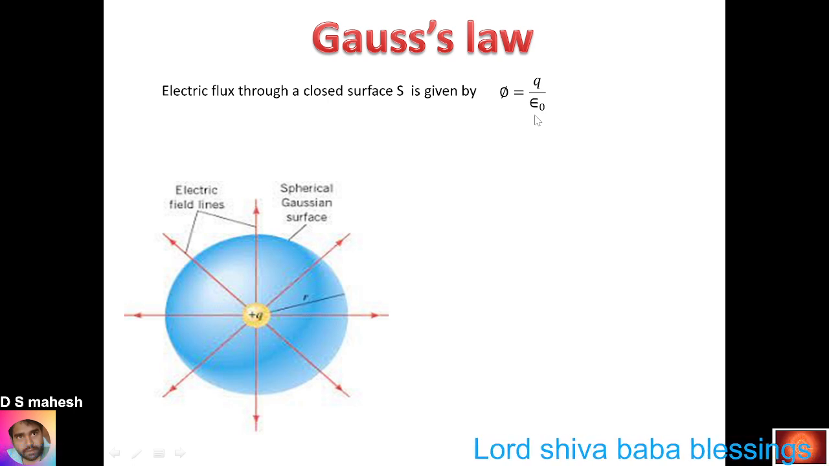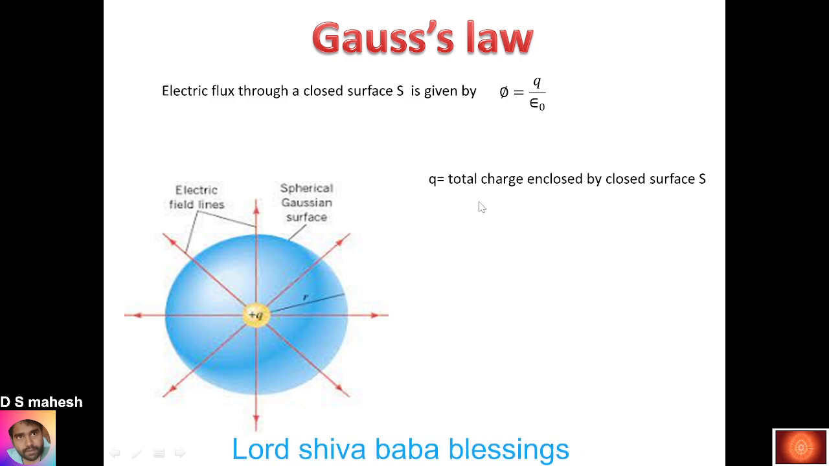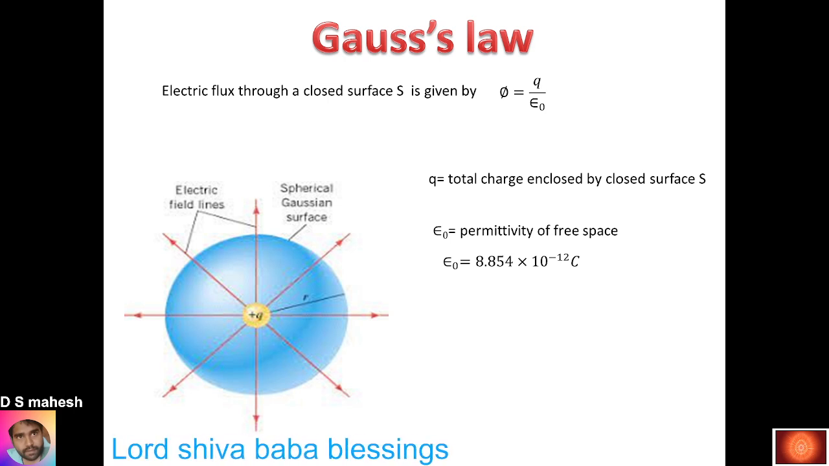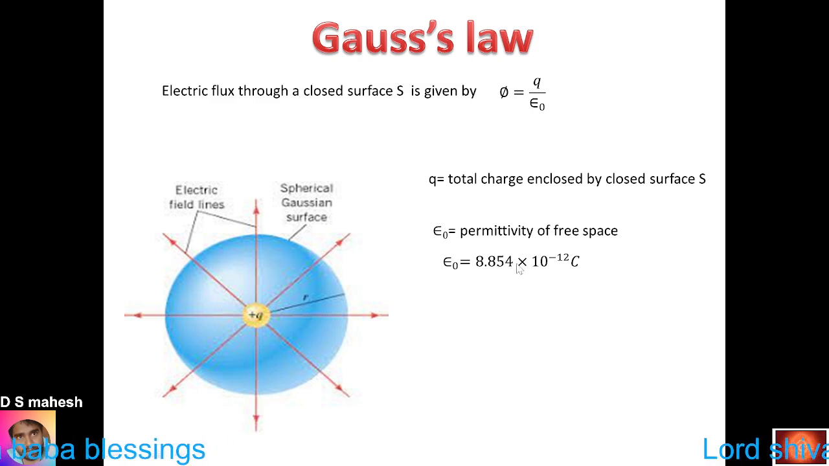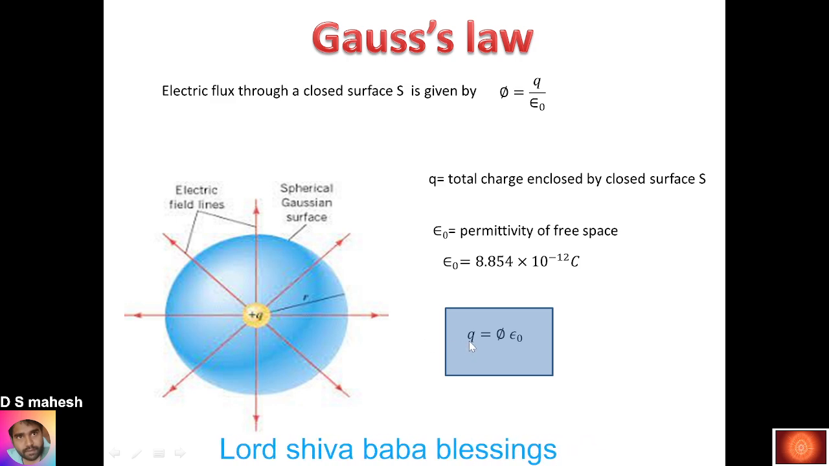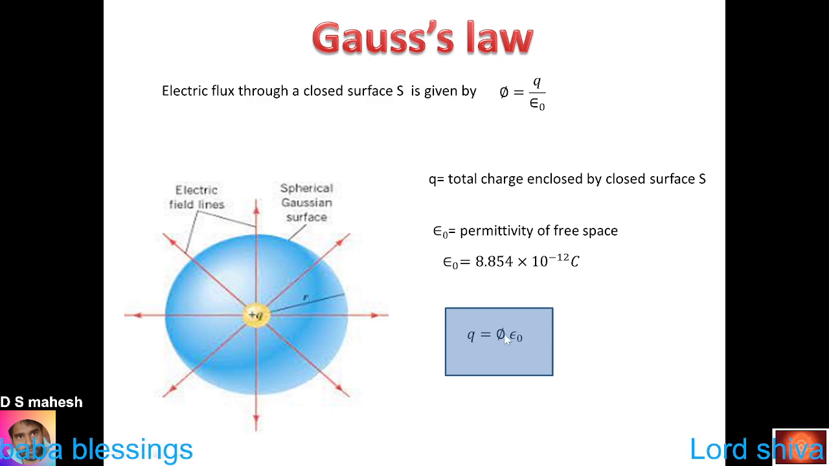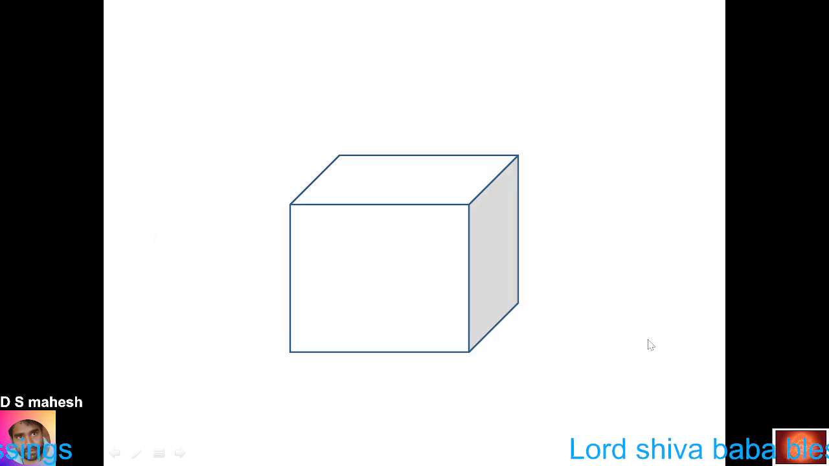So let us understand this more closely. As you know here, q is the total charge enclosed by the closed surface, and epsilon naught is the permittivity of free space, which is given by 8.854 into 10 to the power of minus 12 coulomb. So as I said, the importance of this is that we'll be able to calculate the charge which is enclosed by this Gaussian surface, which is given by q is equal to phi into epsilon naught. So let us look at this in a more familiar way.